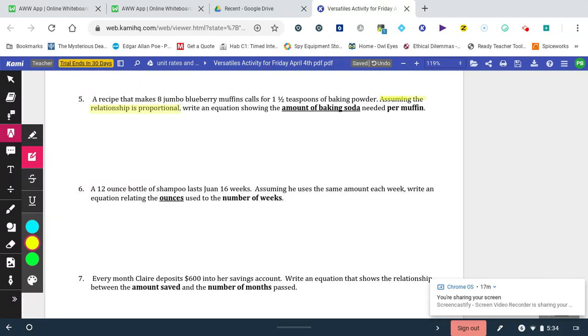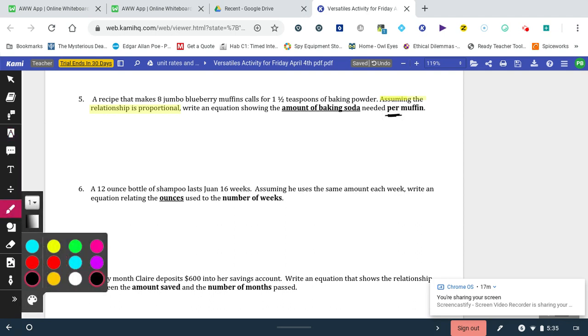So assuming it's proportional, we're going to go ahead and write an equation showing the amount of baking soda needed per muffin. So I already see the word per. Per is a rate statement. So because I see per, what is before per is Y, and what is after per is X. So it's pretty easy. So I'm going to define the constant of proportionality. I'm going to take Y and divide it by X. That's going to tell us K, which is again our constant of proportionality.